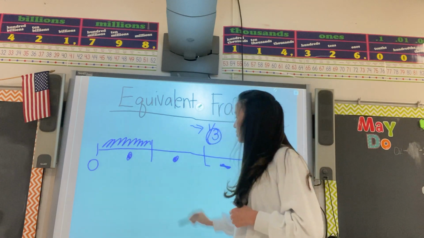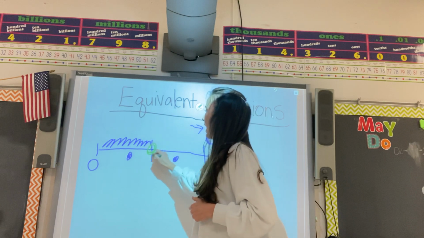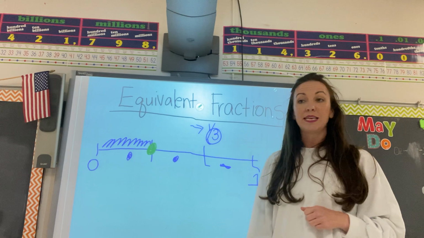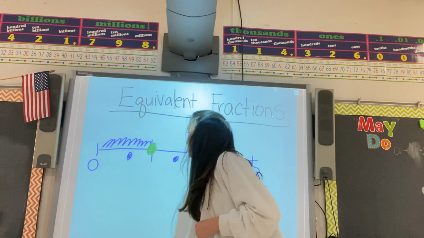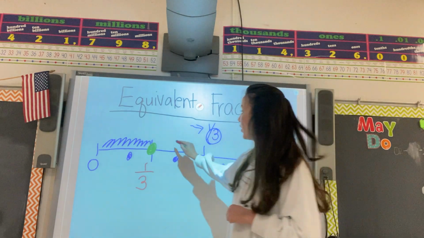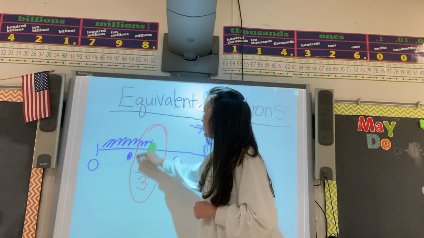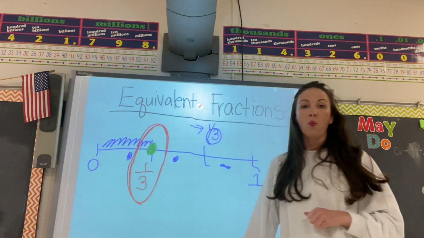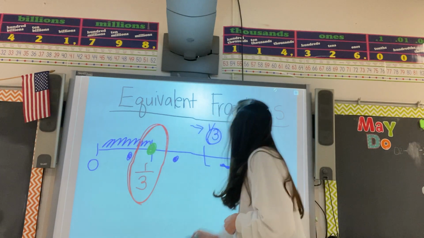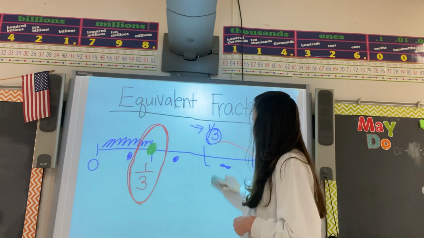So I'm going to change colors, and I will put a big dot right here. This dot is going to represent 1/3. So underneath it, I would write 1/3, and then I'm going to circle it to show that that is 1/3 on my fraction number line. Okay, boys and girls?